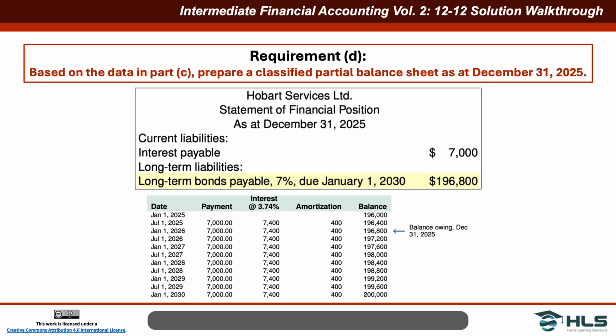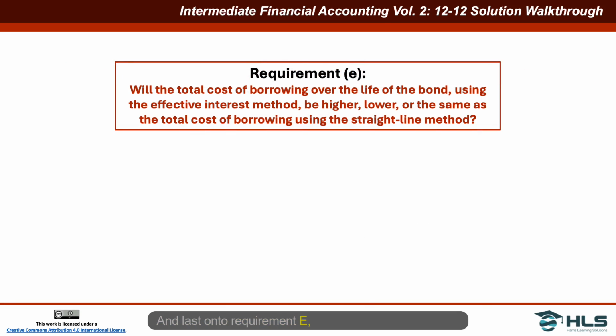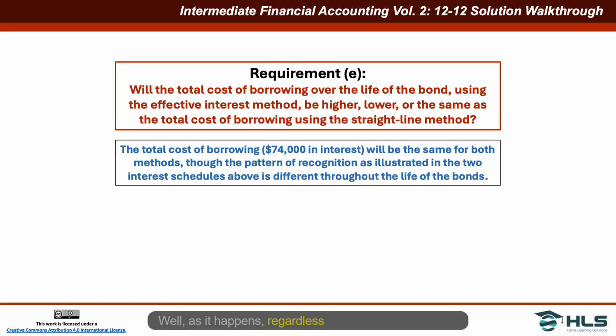And last, on to requirement E, where we're asked, will the total cost of borrowing over the life of the bond using the effective interest rate method be higher, lower, or the same as the total cost of borrowing using the straight line method under ASPE? Well, as it happens, regardless of whether the company uses the effective interest rate method or straight line method, the total cost of borrowing will be the same for both methods, and that's a total of $74,000 in interest.